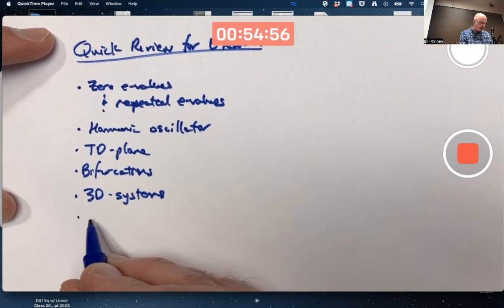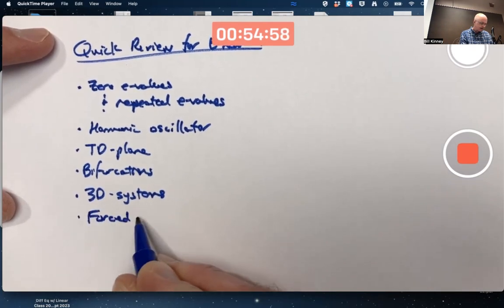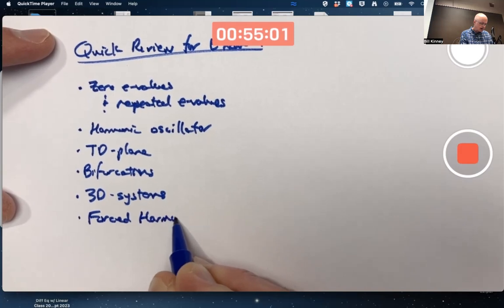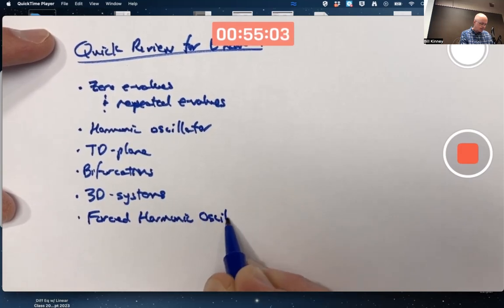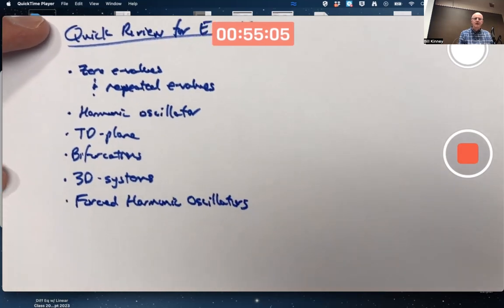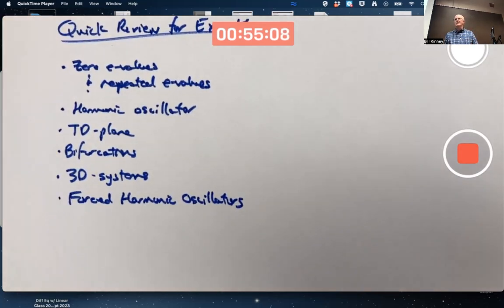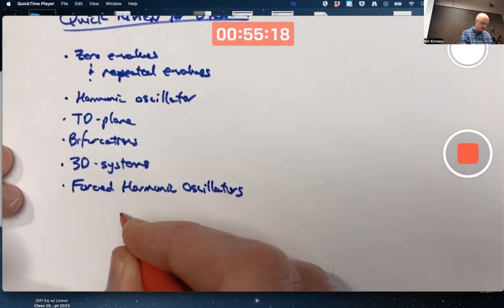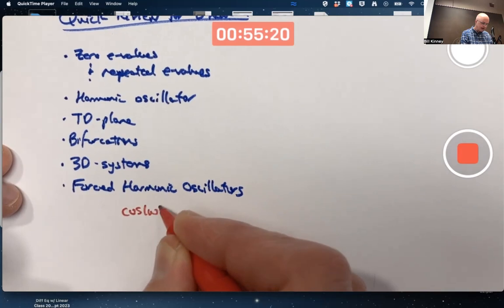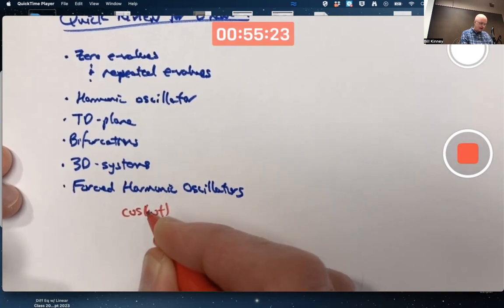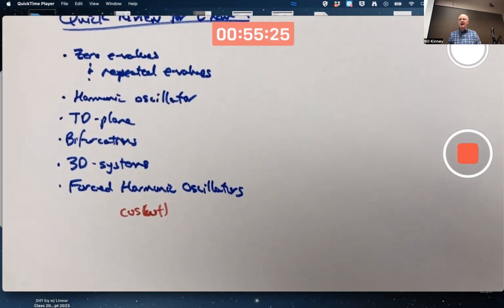Then we did chapter 4, forced harmonic oscillators. So initially, you do exponential forcing. We're more interested in sinusoidal forcing with, for example, cosine of omega t or sine of omega t. And even though you can solve it without complex numbers, I do want you to be able to solve it with complex numbers, to use the complex approach.